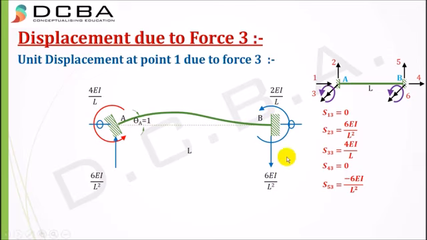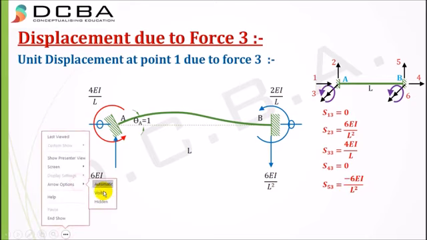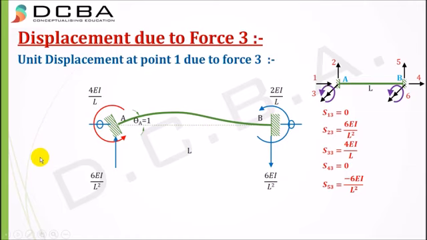S53 is minus 6EI/L². It is negative because the positive force 5 is upwards, but the reaction that we are getting here is downwards, hence it is not conforming. Therefore, it is negative 6EI/L². And S63, that is reaction number 6 due to force 3, is 2EI/L anticlockwise, which is conforming with our positive moment direction, hence it is plus 2EI/L. This forms the third column of my stiffness element matrix, S13, S23, S33, S43, S53, S63.